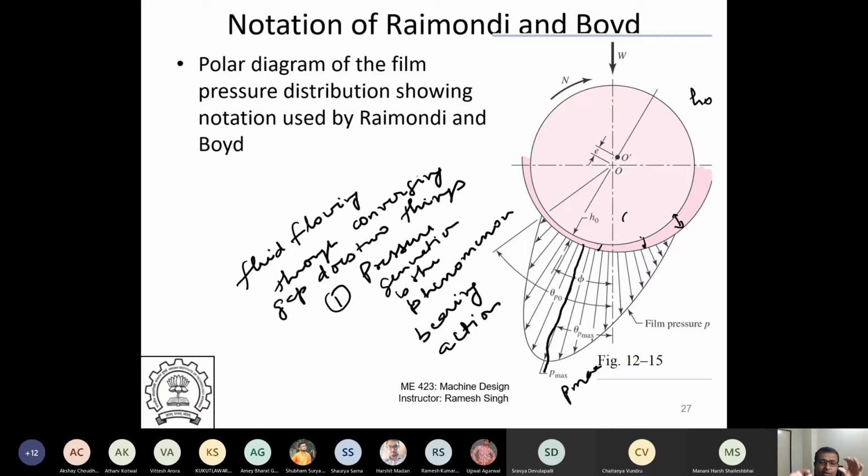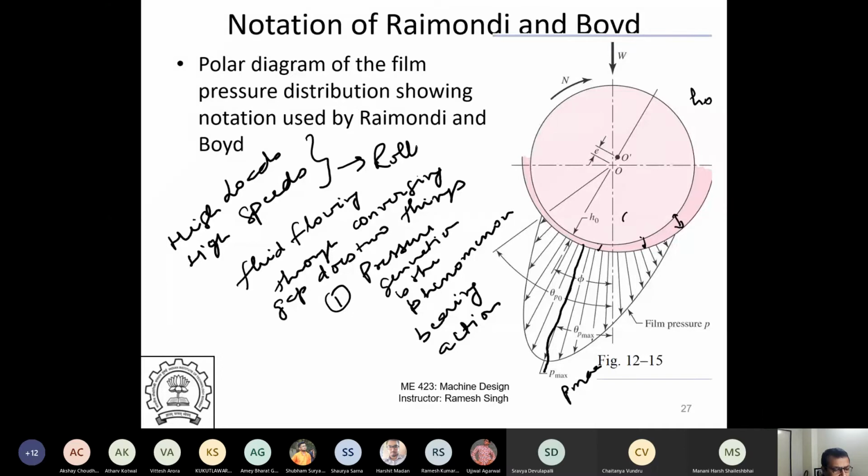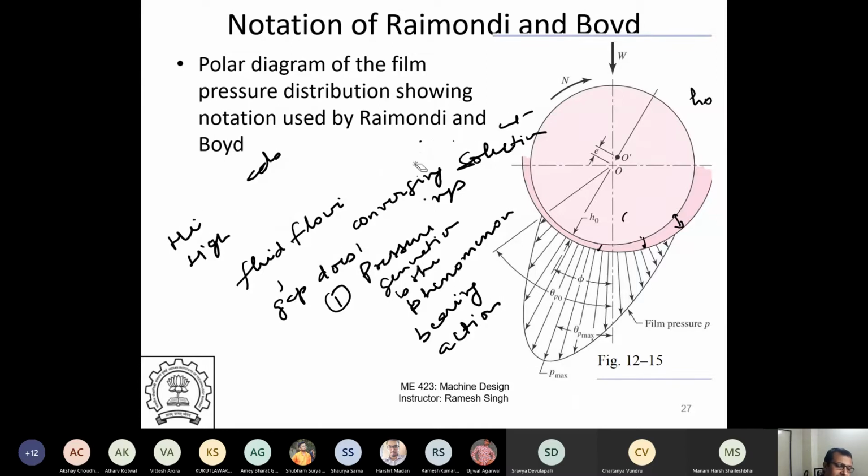So you want a stable film, you want a full film for lubrication so that the surfaces are separated with some finite amount of pressure to support the load. And these support excessive loads. So these things are designed for very high loads and very high speeds, high speeds for which you don't have a rolling element solution. Right? Good. So let's move on to some next things.